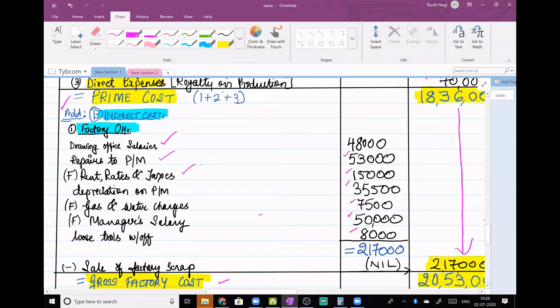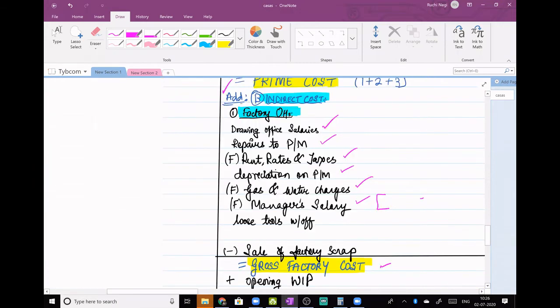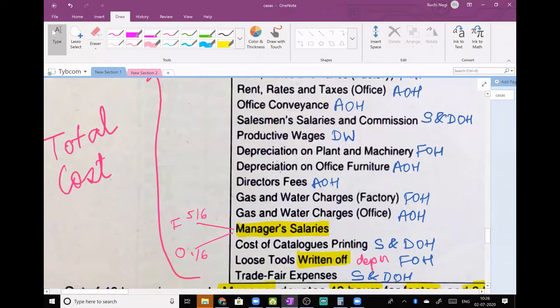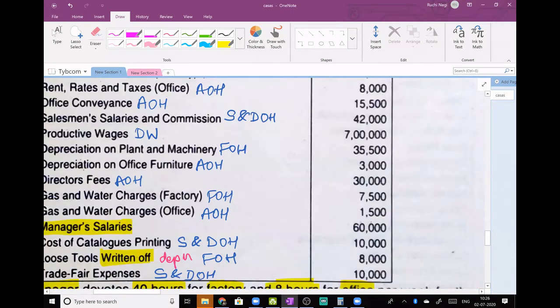No need to write the full spelling, just write in bracket capital F. Depreciation on plant and machinery 35,500. Gas and water charges related to factory 7,500. Manager's salary 50,000. And how do you get this? In the question there was an adjustment, I told you. Manager's salary to be divided between factory and office, 5 by 6. So what is the value? 60,000 is the value.